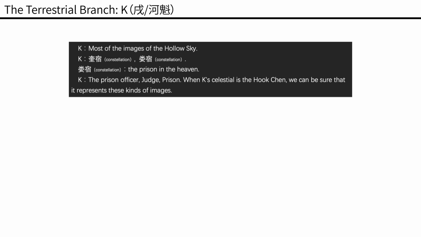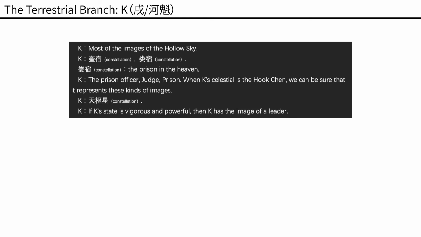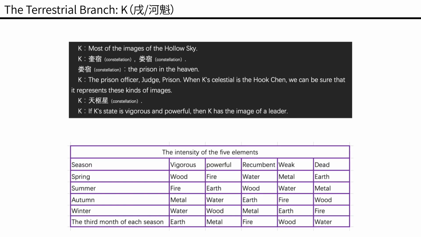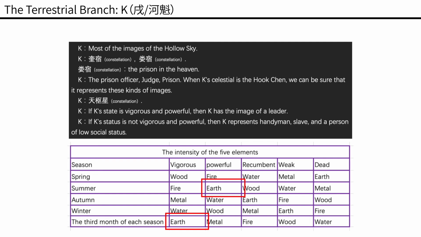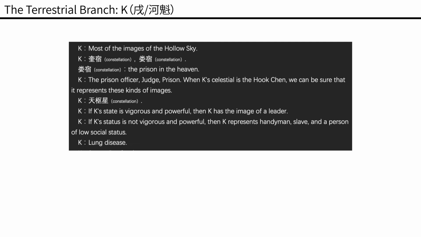When K's celestial is the Hookchen, we can be sure that it represents these kinds of images. K represents Tianshu Xing. If K's state is vigorous and powerful, then K has the image of a leader. If K's status is not vigorous and powerful, then K represents handyman, slave, and a person of low social status. The disease represented by K is lung disease.